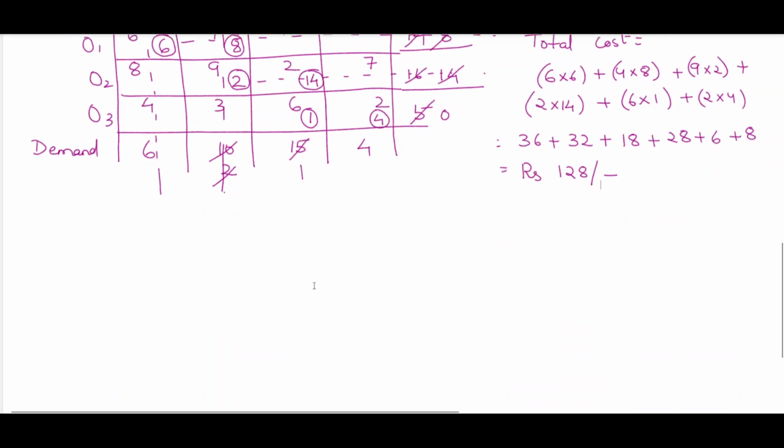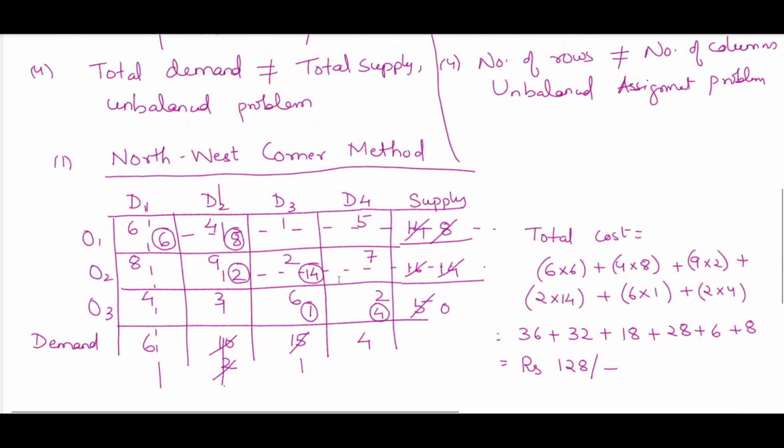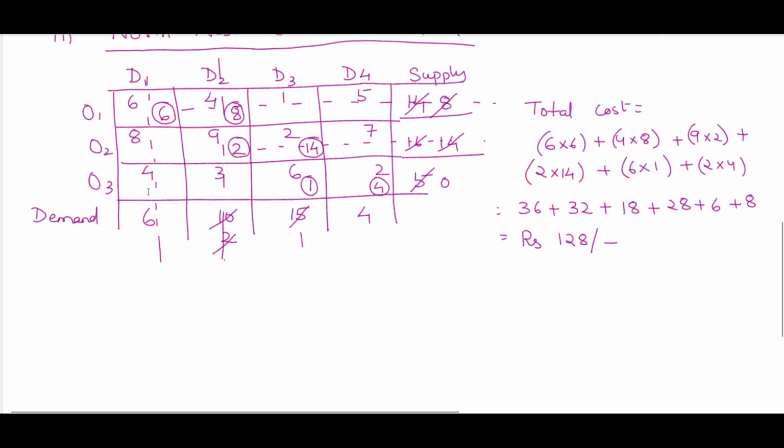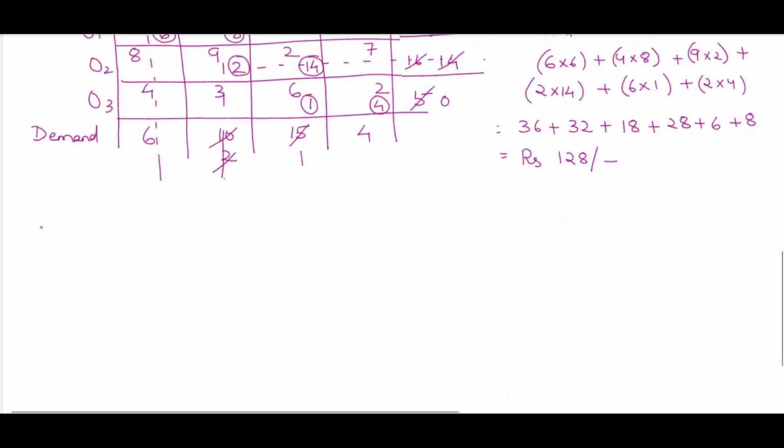Now, the second method of solving. This transportation problem is so easy. Northwest corner means you only start filling with the northwest corner of the table. The next method is the least cost method of solving the transportation problem. The same problem I'll work out by the least cost method.